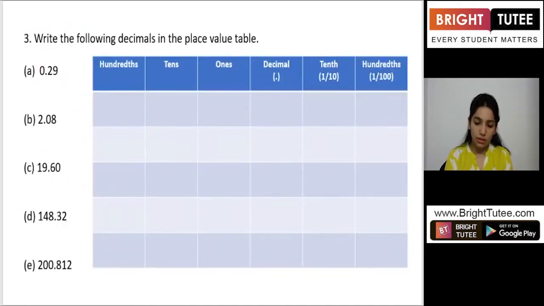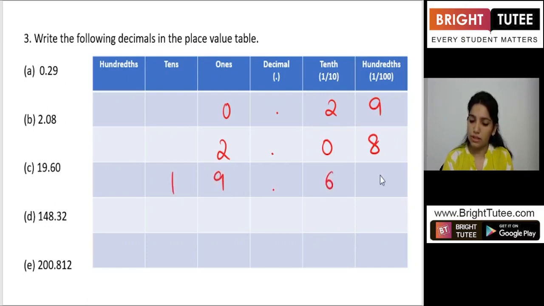Now let us write the following decimals in the place value chart that is given to us. So the first number is 0.29. I'm sure you are very confident to write these numbers. It's really simple to write the numbers in the chart. So 0 comes at the ones place. Then we have the decimal point. And here we have got 2 and 9. Then it is 2.08. It is 19.60. It is 148.32.